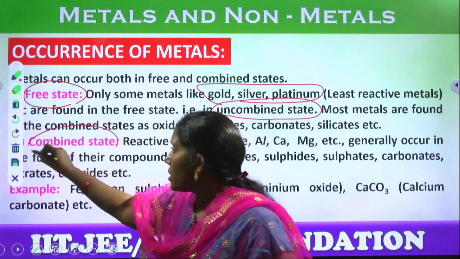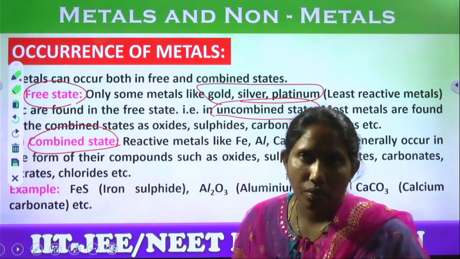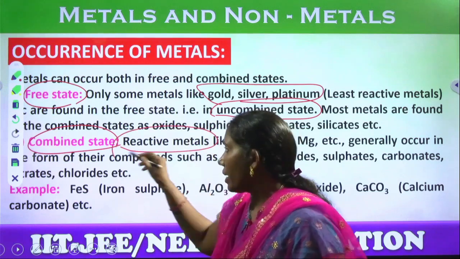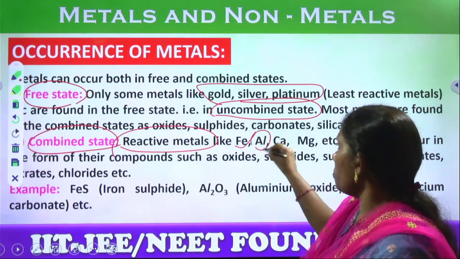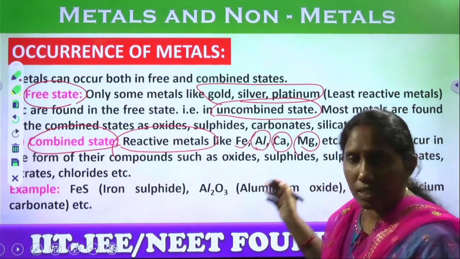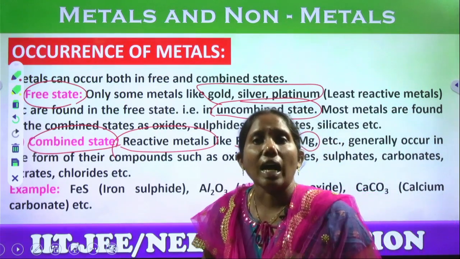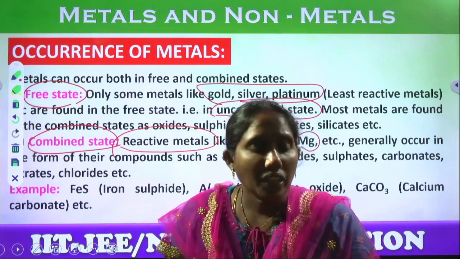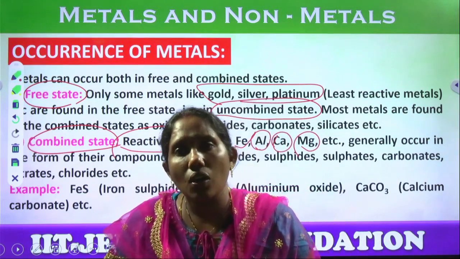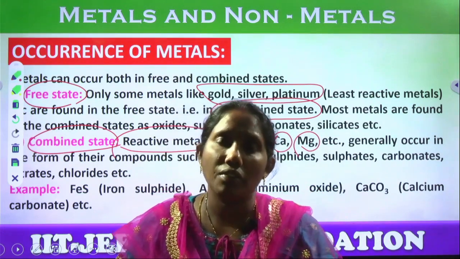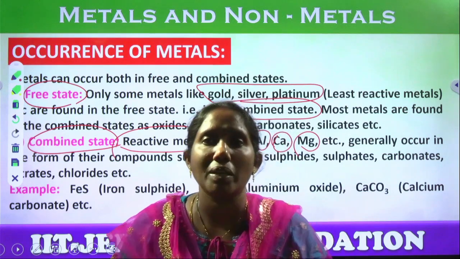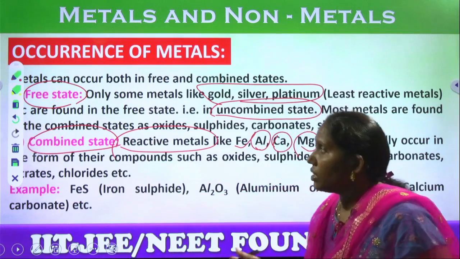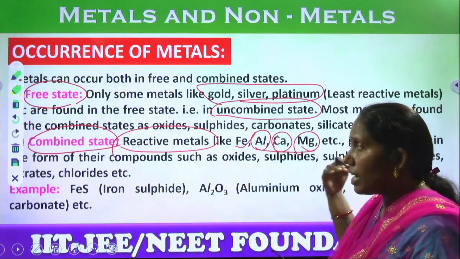Now, which ones exist in the combined state? Reactive metals like iron, aluminium, calcium, magnesium, etc. These metals occur in the combined state because they are very reactive. If we keep such a metal like that, it reacts with the oxygen present in the atmosphere or different types of gases and forms the respective compounds. Because of that reason, these metals exist in the combined form.